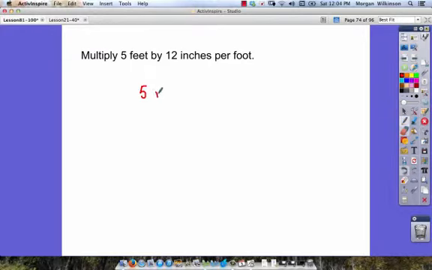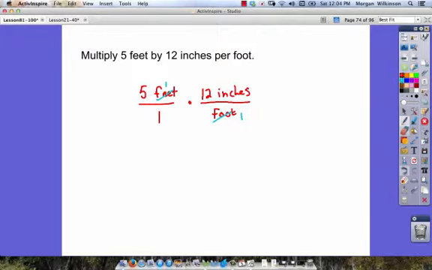So 5 feet, and we're going to put that 5 feet over 1 because we're multiplying it by 12 inches. Per, that means fraction bar or division, per 1 foot. If we write foot, it must mean 1 foot. Now we know in this problem, we've got feet divided by foot. Well, feet and foot are the same thing. One's plural and one's singular. So we can simplify them by canceling them out and making them equal to 1.